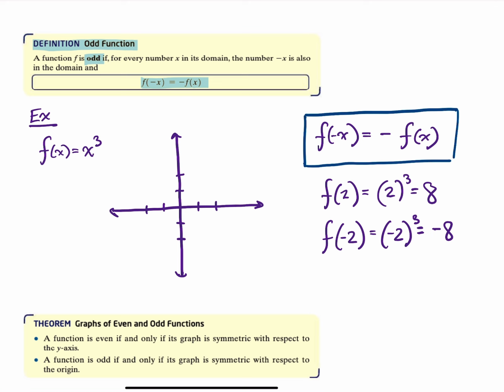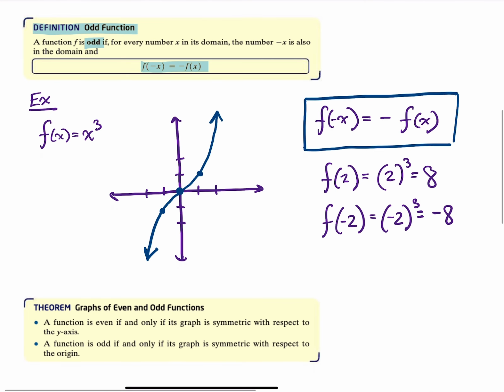And so visually, I know here 0, 0, we can do 1, positive 1, negative 1, negative 1. And if you recall, x cubed looks like this. So they call this kind of symmetry being symmetric about the origin. And that's what they're throwing in down here.